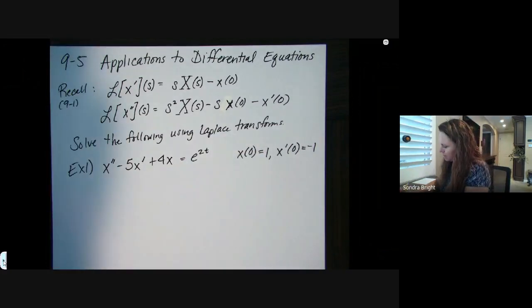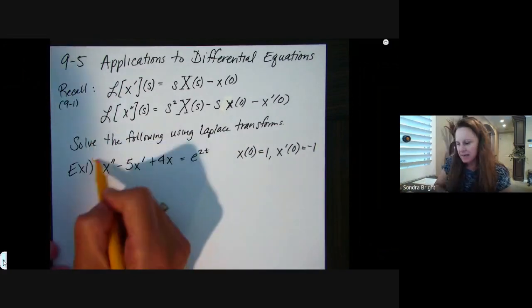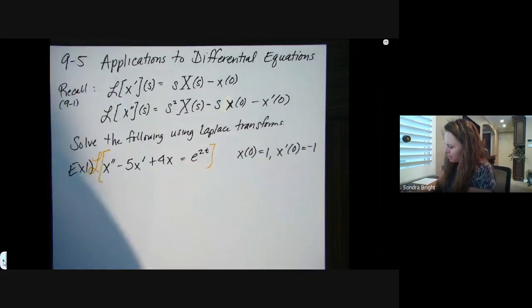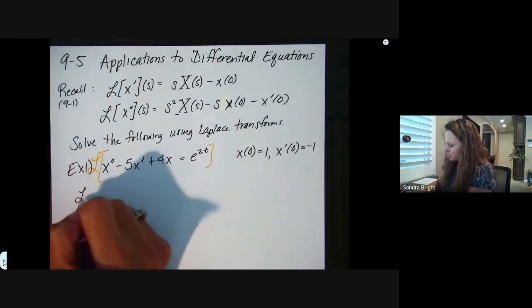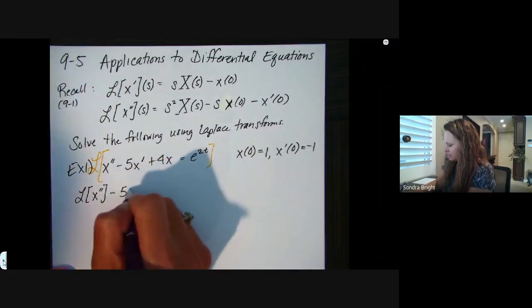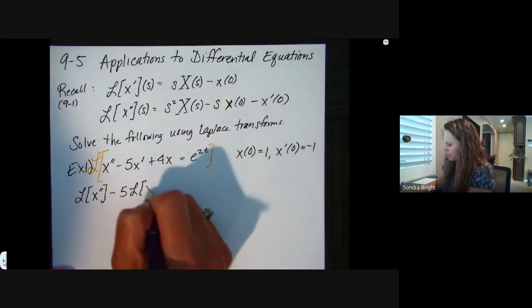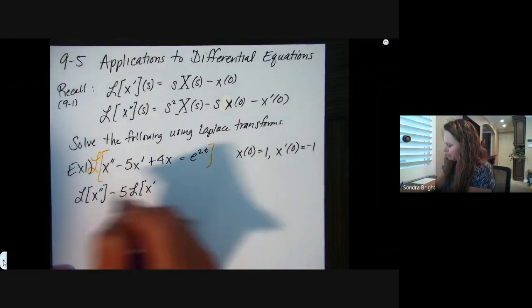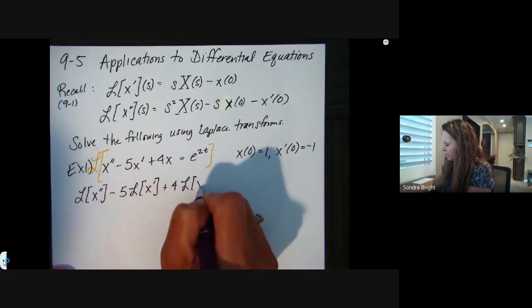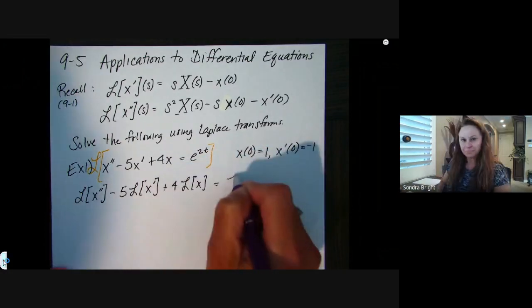So what you're going to do is take the Laplace transform of both sides of this equation. Remember that Laplace transforms are a linear transformation, so it becomes the Laplace transform of x double prime, minus 5 times the Laplace transform of x prime, plus 4 times the Laplace transform of little x, equals the Laplace transform of e to the 2t.